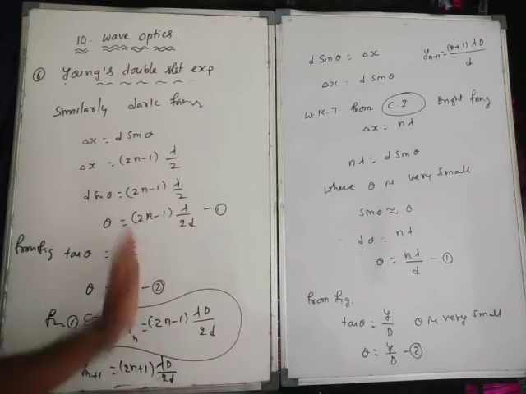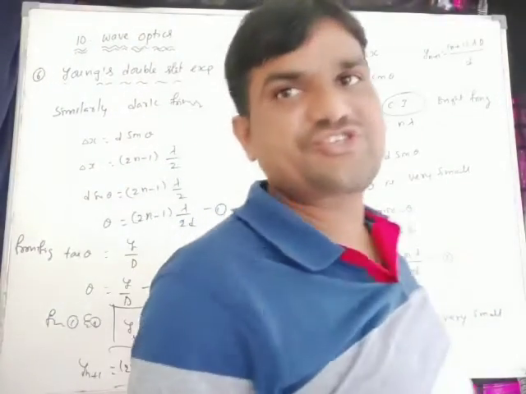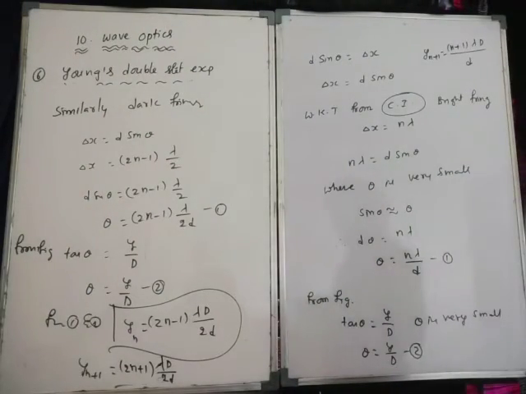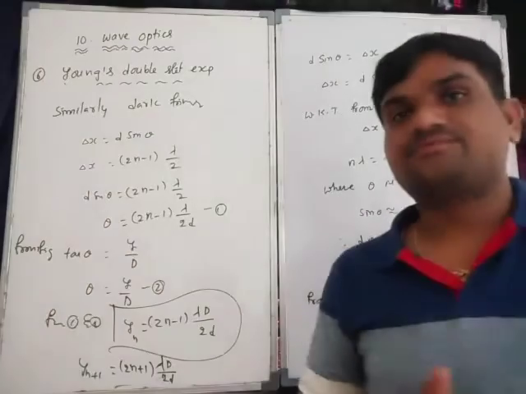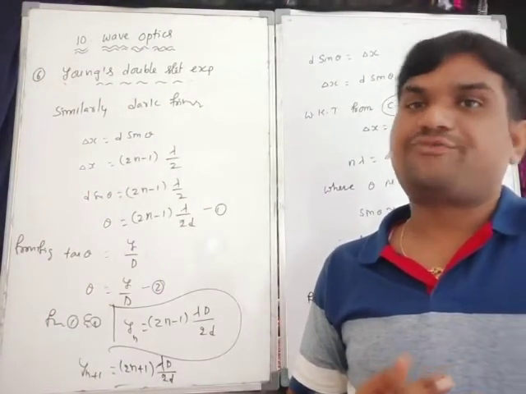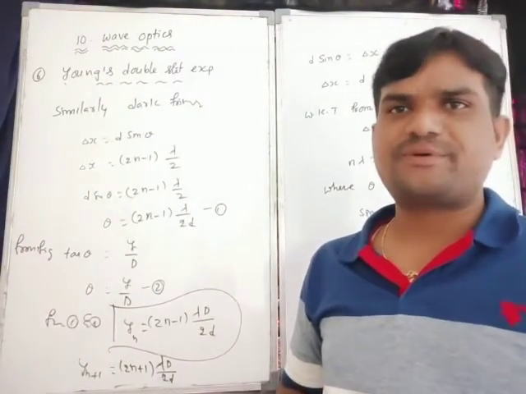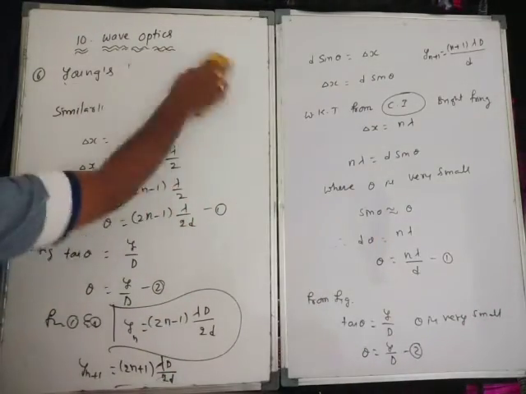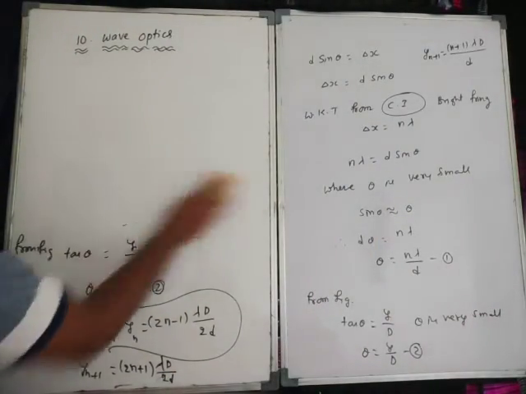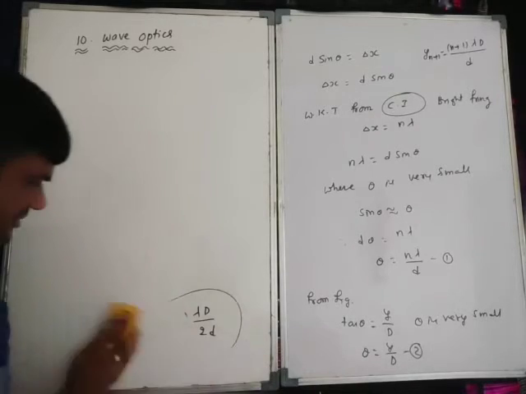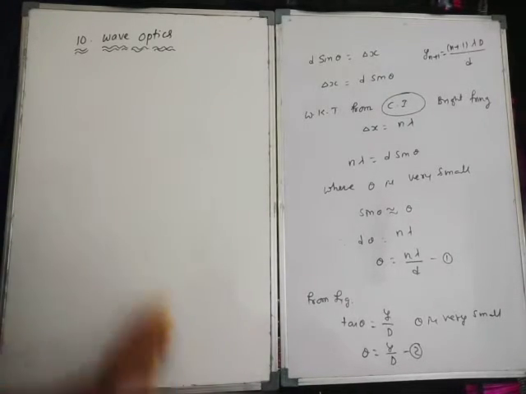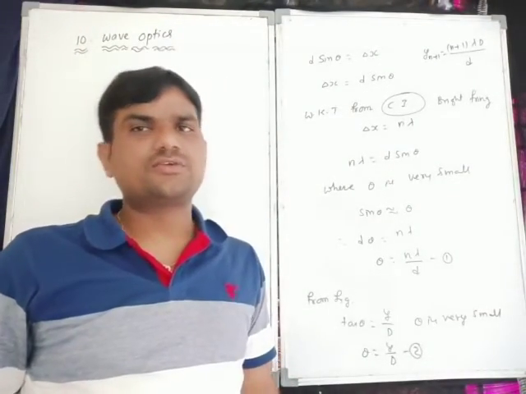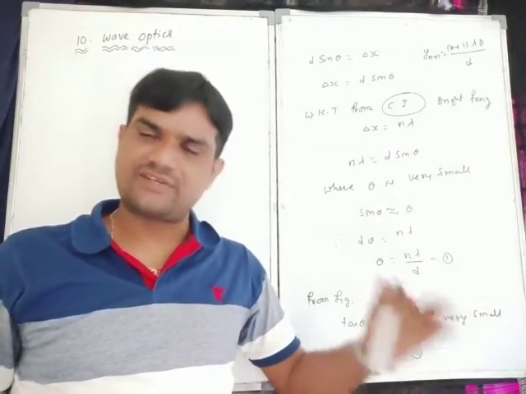This diagram and that pattern is very, very important for diffraction purpose. So this is the concept of Young's double slit experiment. First dark, second dark, third dark. So first bright and first dark.